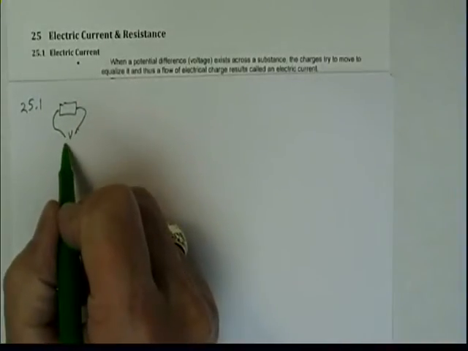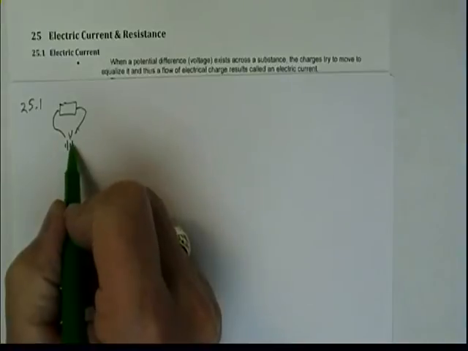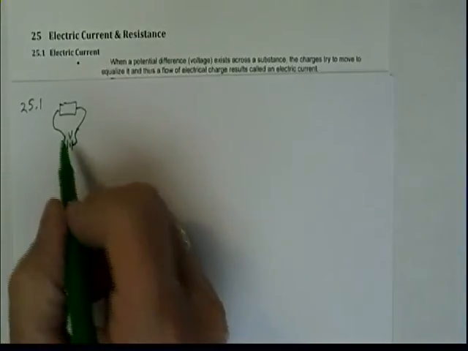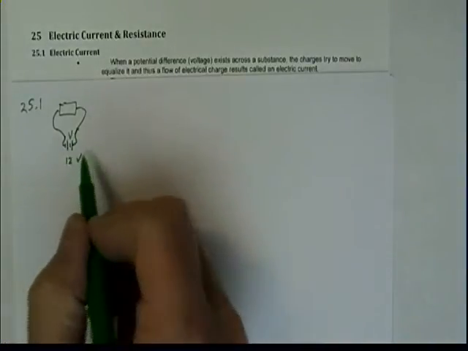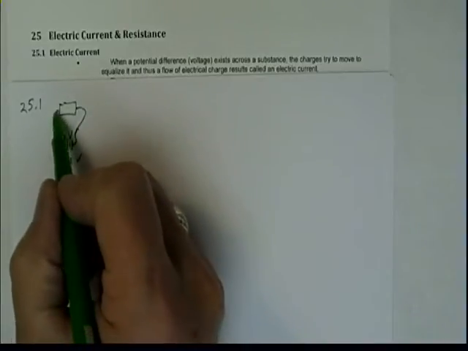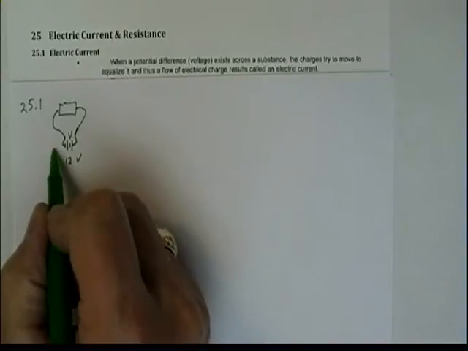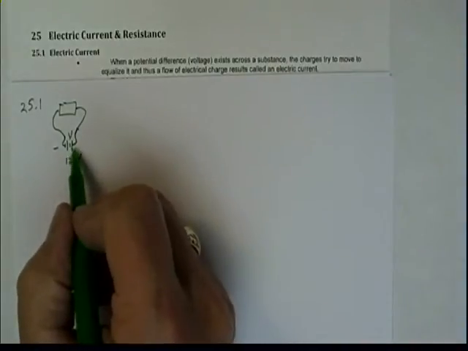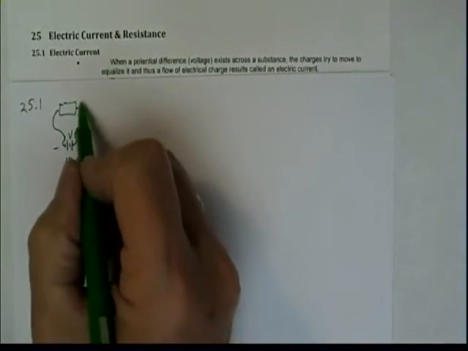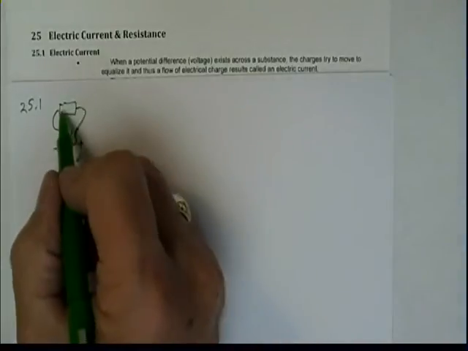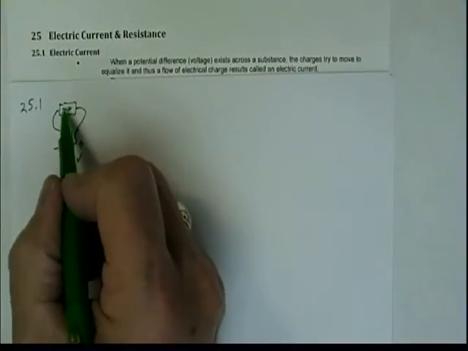If this is a battery, we might represent it by the symbol for a battery, which looks like this. This might be a 12-volt car battery, for example. And we attach the ends to here, and of course this is normally thought of as the negative end. This longer mark is thought of as the positive end. So this end is positive, and the electrons will try to flow in this direction.